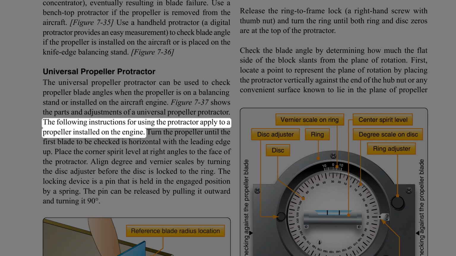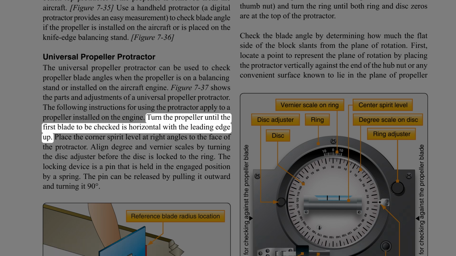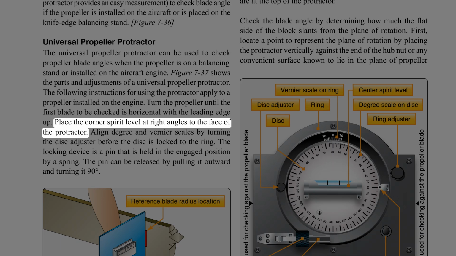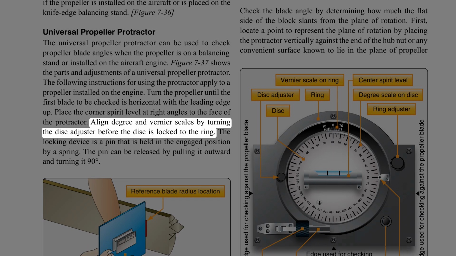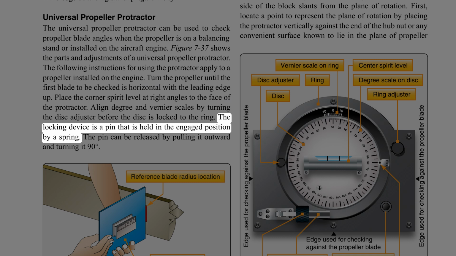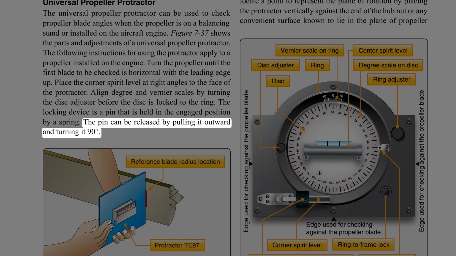The following instructions for using the protractor apply to a propeller installed on the engine. Turn the propeller until the first blade to be checked is horizontal with the leading edge up. Place the corner spirit level at right angles to the face of the protractor. Align degree and vernier scales by turning the disc adjuster before the disc is locked to the ring. The locking device is a pin that is held in the engaged position by a spring. The pin can be released by pulling it outward and turning it 90 degrees.